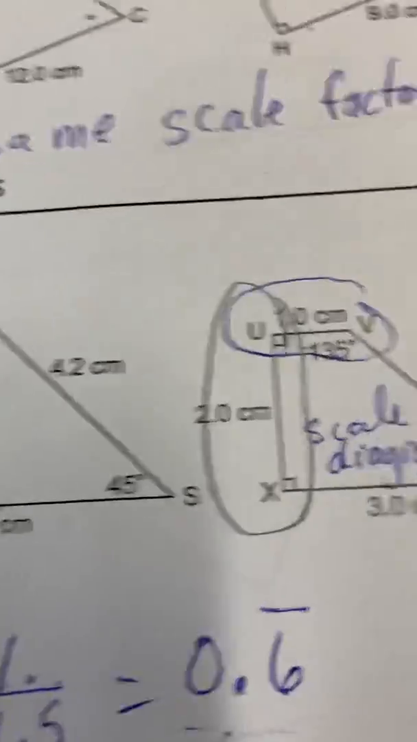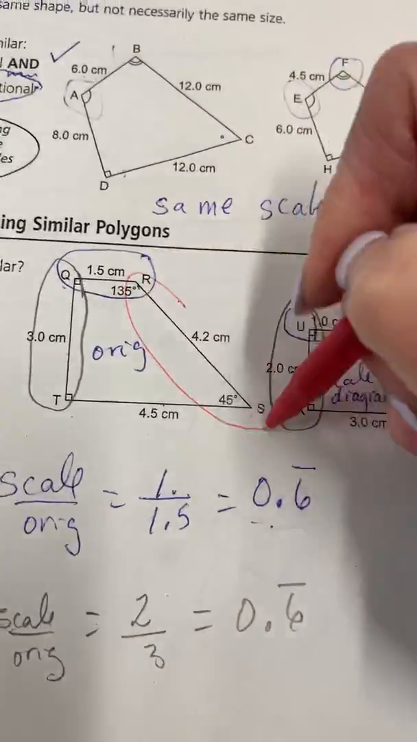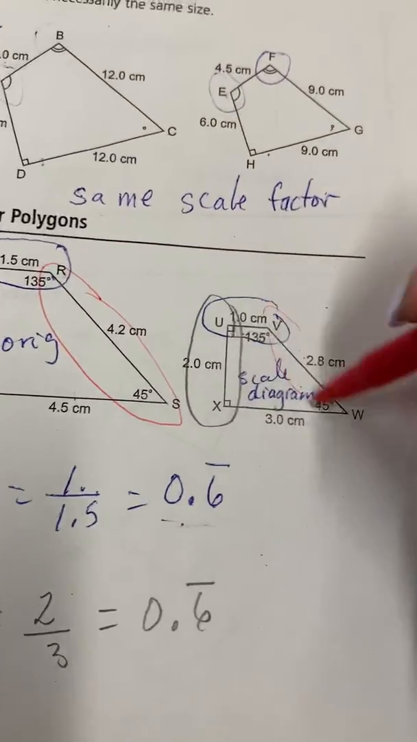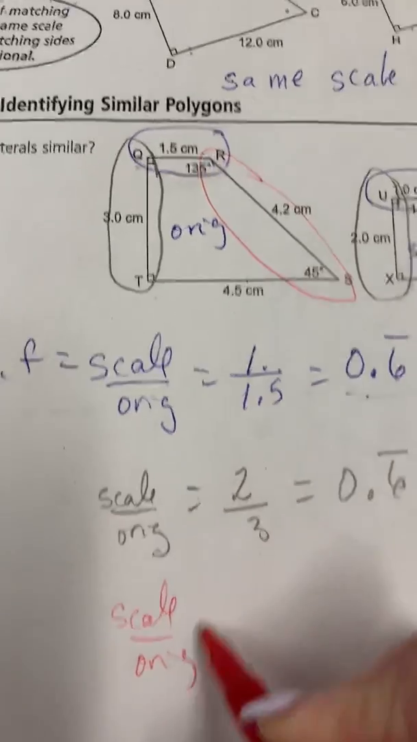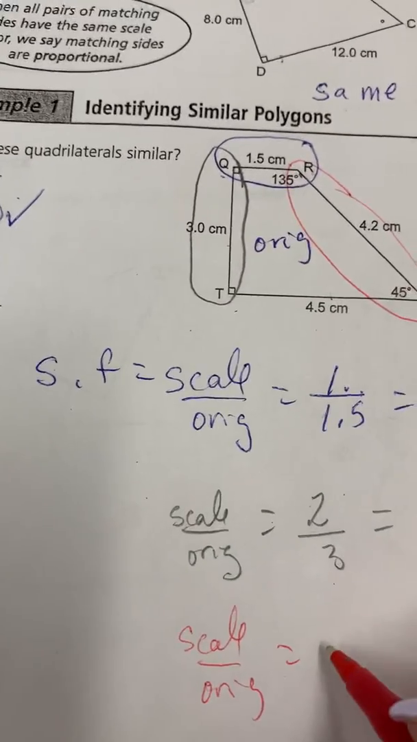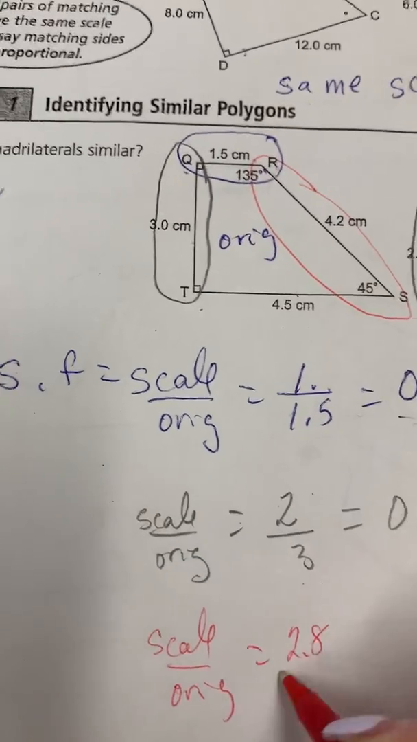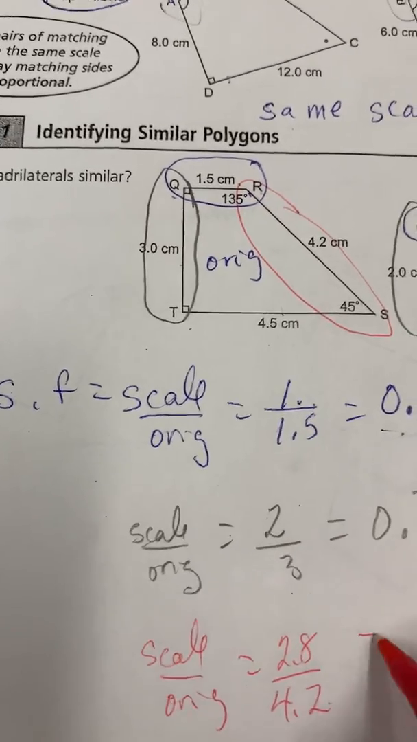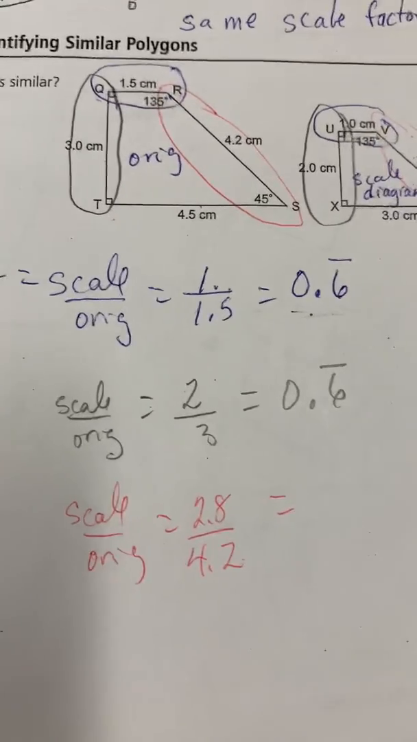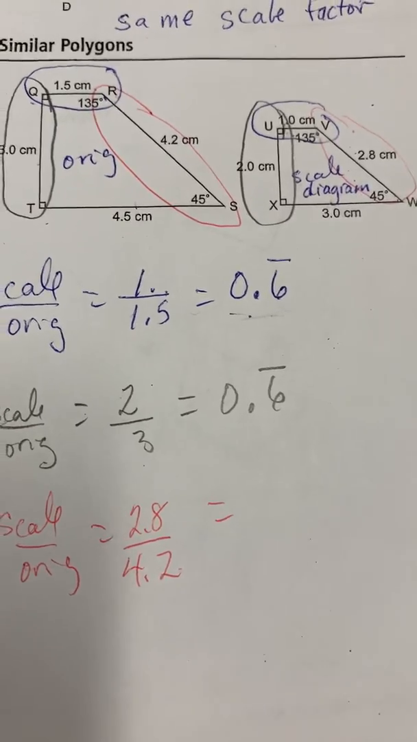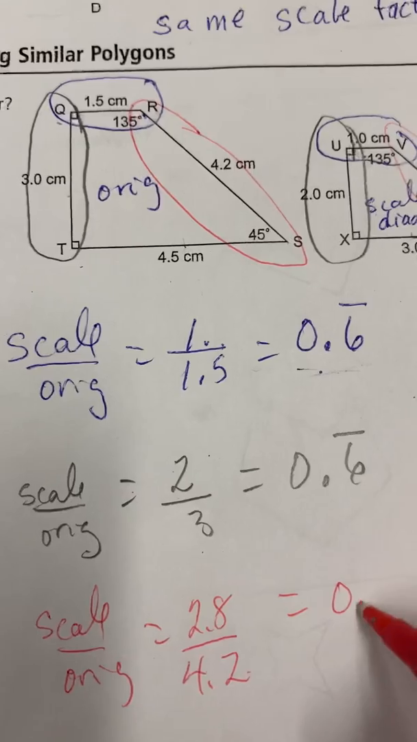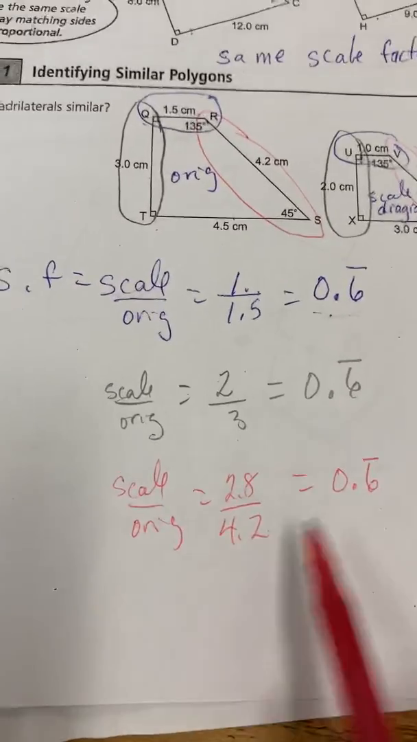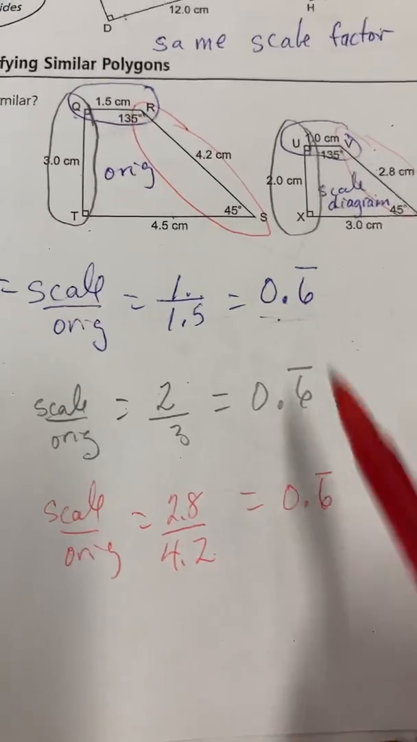Here's my corresponding side RS, and that corresponds with VW, scale over original. So now the scale diagram is 2 8/10, and the original is 4 2/10. And when I divide that, guess what happens? Want to be quite sure. You'd know that you have set something up wrong maybe if you got a different answer. It seems to be working out.